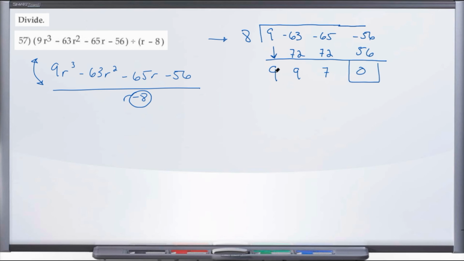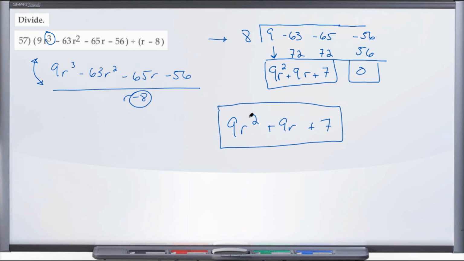And now we want to go back and fill in our missing variables with their respective powers. So we go back to our original numerator, and we see that the highest degree we had was a 3. So we're going to drop 1, which means we go from 3 to 2 and start filling in. So r squared, plus r, plus 7, and now we have our final answer: 9r squared plus 9r plus 7. And there you have it, your final result for number 57.